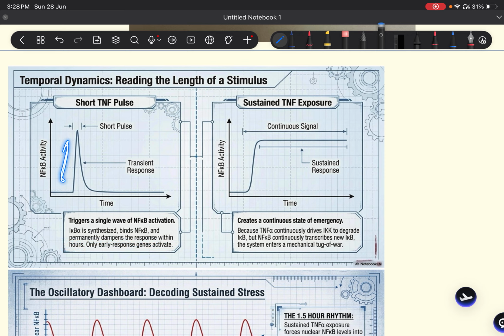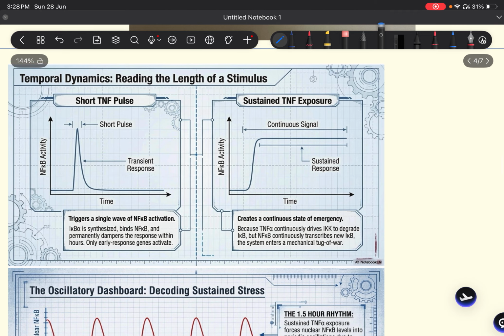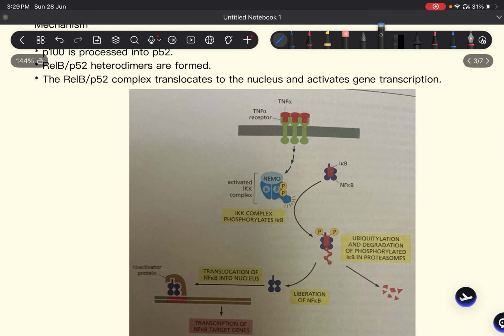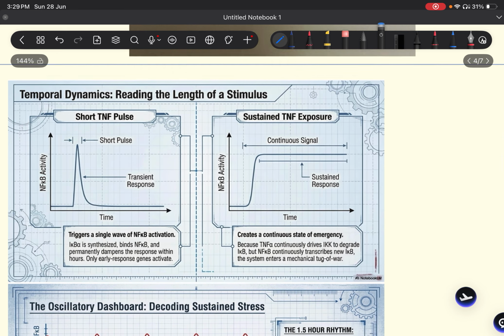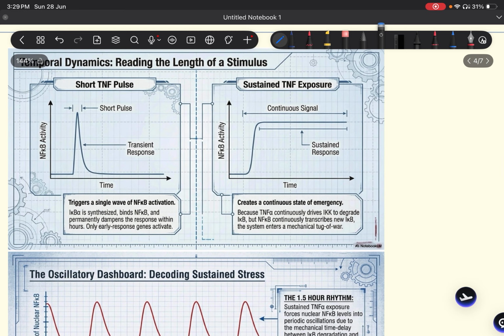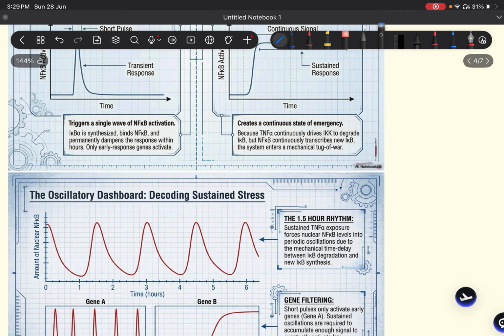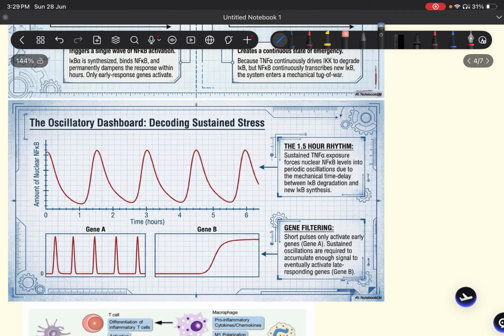So if I have a TNF pulse, then the activity would be strikingly increased. But if there is a continuous TNF exposure, there is a sustained response. It will not drop like this. There will be a sustained response, because it's like I need to protect myself, right?